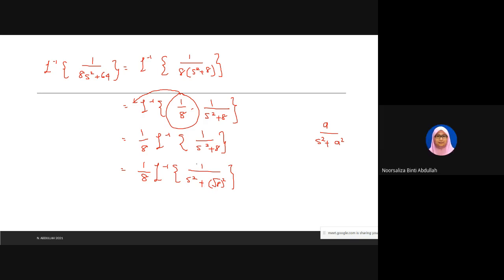Betul. Okay, this one should be square root 8. Betul? Sebab kita nak yang ini. Betul. Okay. Then 1 over 8 inverse. Here you have a 1 over S square plus square root 8 square, times with square root 8 over square root 8. Okay. Then you have 1 over 8 times 1 over square root 8.